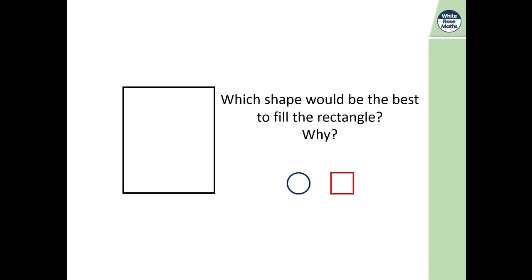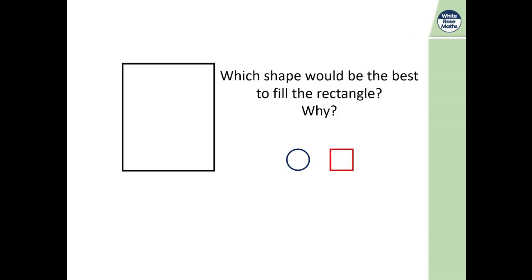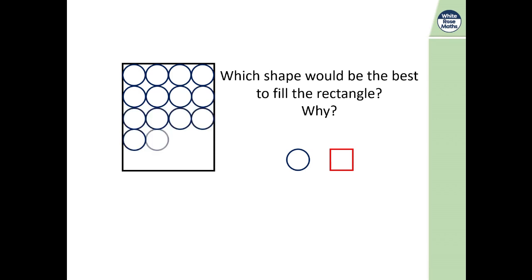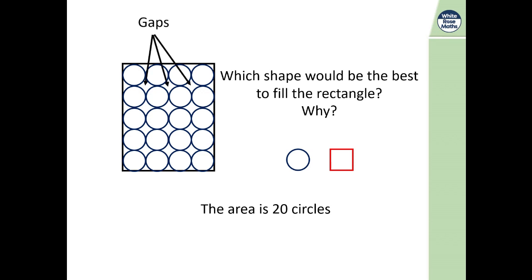Which shape would be the best to fill the rectangle, and why? Pause the video and have a think. Which shape would be the best to fill the rectangle? Let's try the circle. You can see there are 4 in a row, and there are 5 rows. Is the area of the shape 20 circles? Look at all those gaps. We said yesterday that we can't have gaps when we're looking at area.